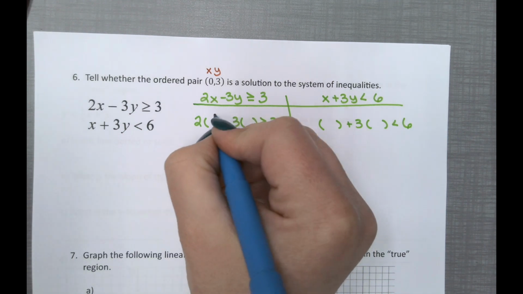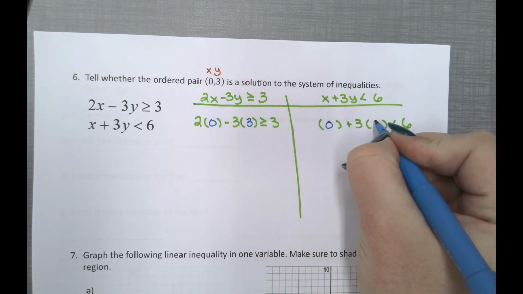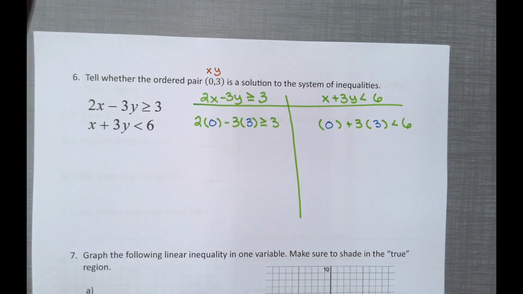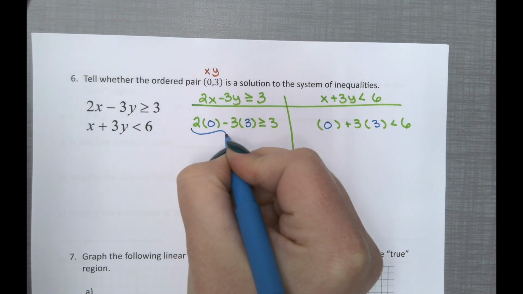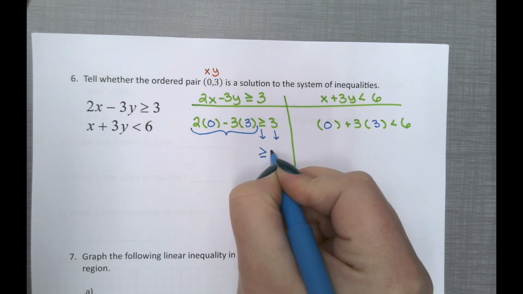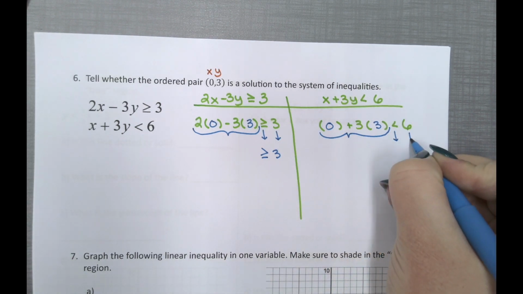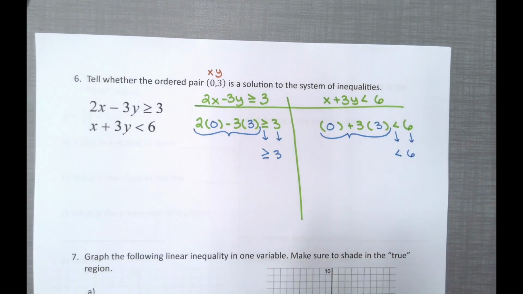You're going to put in your x, which is 0, put in your y, which is 3. X is 0, y is 3. And again, just like we did on the other side, this is going to be typed into the calculator. These two are going to be brought down. This is going to be typed into the calculator. These two are going to be brought down. Now, you don't have to use a calculator. You can absolutely do this by hand.